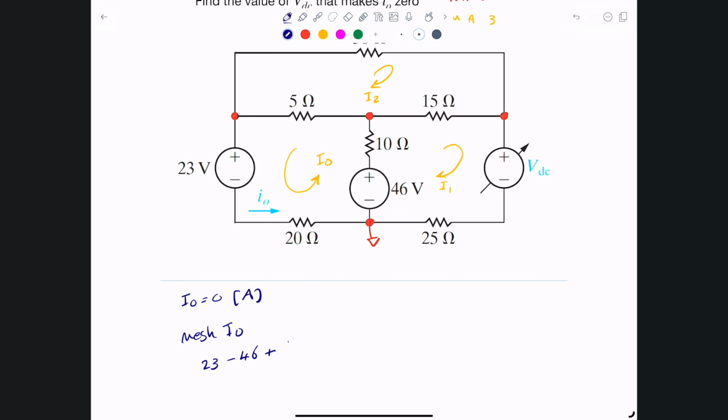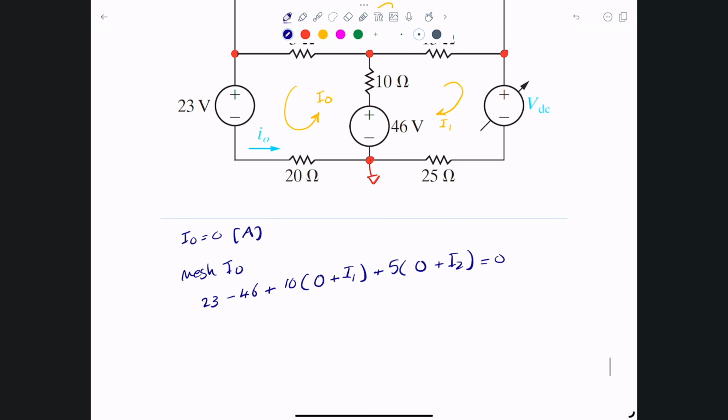And then I have plus 10, and that will be I0, which is 0, plus I1. Plus, because this one is going that way and the I1 is going that way, so that must be a plus. And then plus 5, and then we have I0, which is 0, plus I2. Again, I0 and I2 are going in the same direction, that's why it's a plus, and that should be equal to 0. And then the way we do that now, we just do a little bit of algebra.